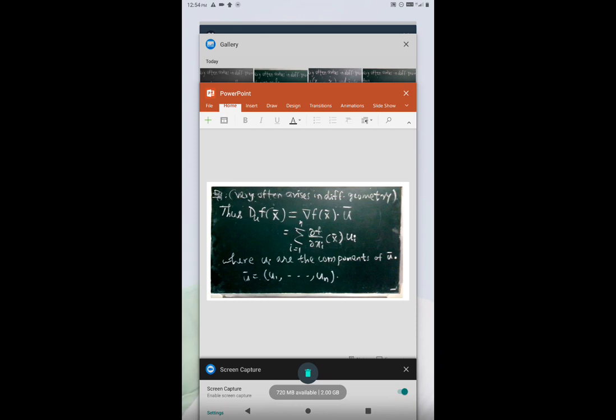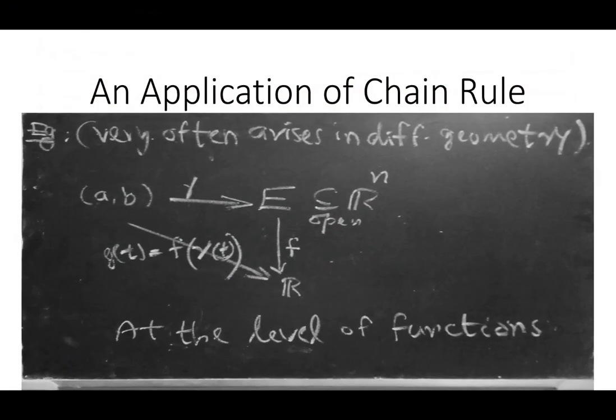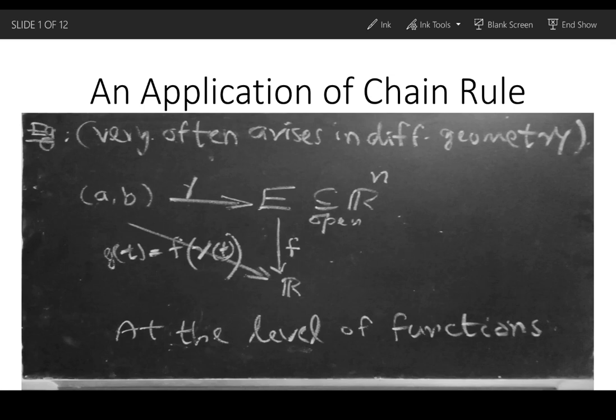ഒരു ആപ്ലിക്കേഷൻ ഓഫ് ചെയിൻ റൂൾ കാണാൻ പോവാണ്. ഇത് വളരെ ഇമ്പോർട്ടൻ്റ് ആയിട്ടുള്ള ഒരു ആപ്ലിക്കേഷനാണ്. ഡിഫറൻഷ്യൽ ജോമെട്രിയിലൊക്കെ ഒരുപാട് യൂസ് ചെയ്യുന്നതാണ്. അപ്പോൾ നിങ്ങളുടെ അസംഷൻസ് ഇങ്ങനെയാണ്.